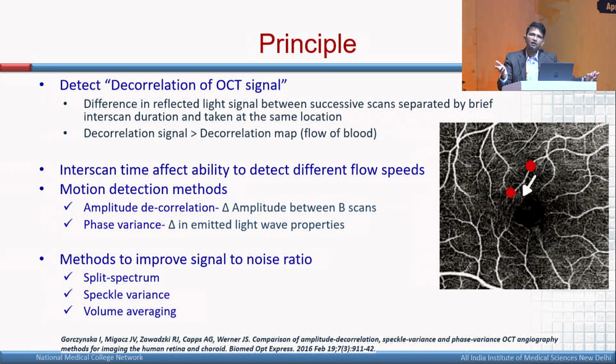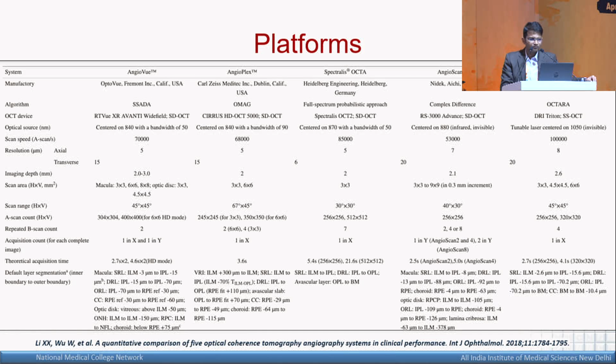So there are certain methods to improve this signal to noise ratio: split spectrum, speckle variance, and volume averaging. You might come across these fancy names, but what they do is increase the signal to noise ratio. Now there are different commercially available platforms. I have no financial interest, but the common ones are AngioView by OptoView, Angioplex by Zeiss, Spectralis by Heidelberg, AngioScan by Nidec, and SSOCT Angio by Topcon. The Topcon is swept source based, and the rest are SD-OCT based.